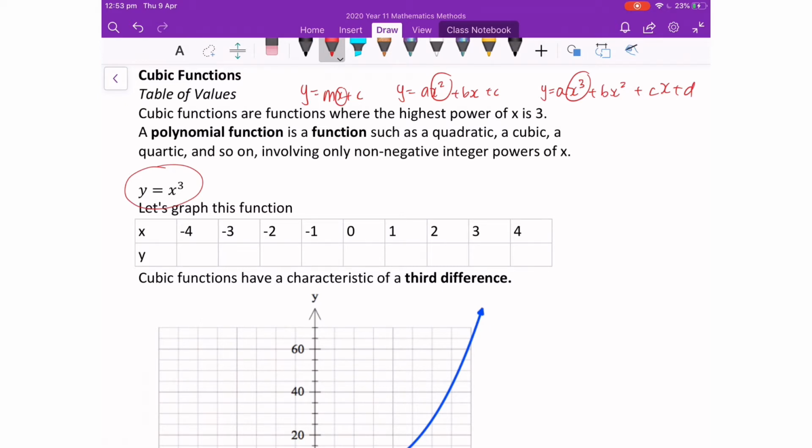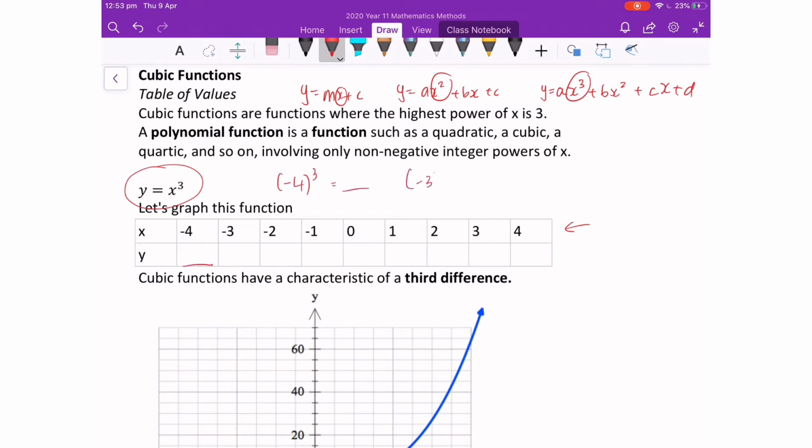Now, to be able to graph it, a table of values is really easy to use. All you've got to do, when you want to graph something, is substitute some x values into the rule and find out what your y coordinate is. For example, I've written here some x values. All you've got to do is put in your calculator, for example, -4 to the power of 3, find your answer, and put it here.